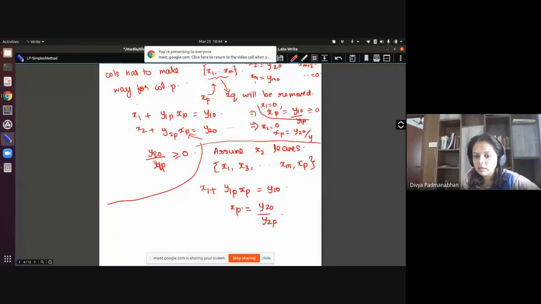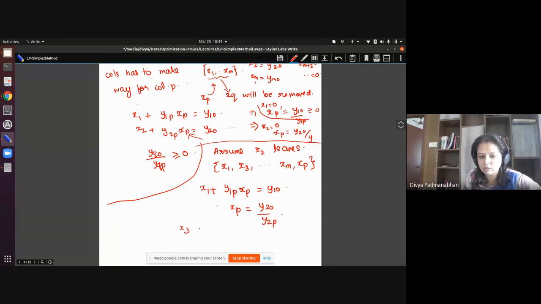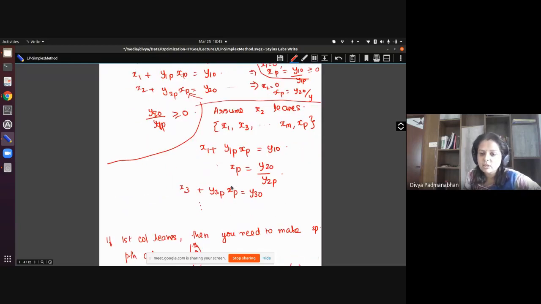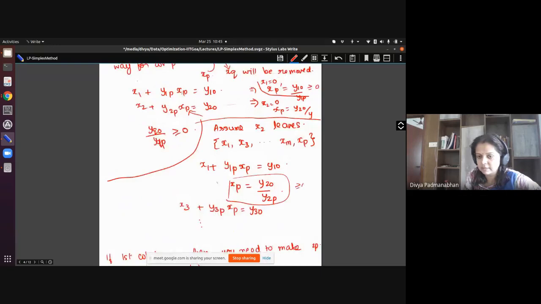Okay, so I hope till here it's clear. So if X2 is going to leave, this is going to be the new system. And similarly, you're going to have this for X3 also. So you're going to have X3 plus Y3P XP equals Y30. Okay, so like this, you're going to have it. So now you have this value of XP, and this has to be greater than 0.